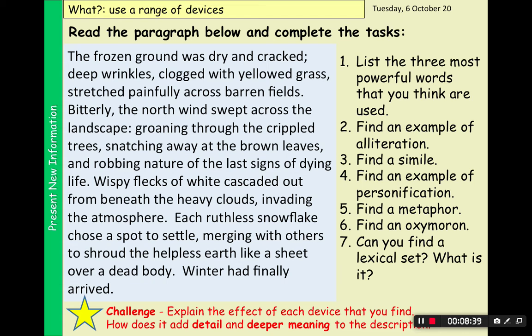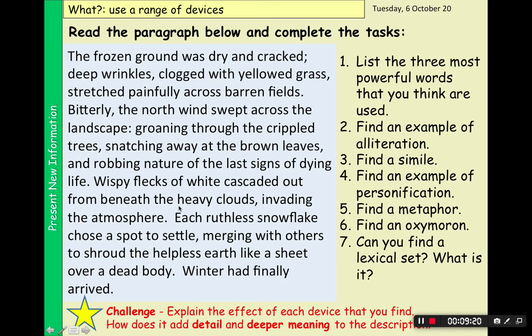And then lastly, can you find a lexical set? What is it? So if you remember from other lessons in English, a lexical set is where the writers used a set of words linked to one idea to describe something else. So although it's describing a winter scene, they seem to use a lot of words linked to getting old. So we have wrinkles, we have barren, crippled, and then we also have a lot of words linked to death. So we have dying, shroud, and then also dead body, things like that. So yeah, I found two lexical sets, one linked to getting old and one linked to dying.